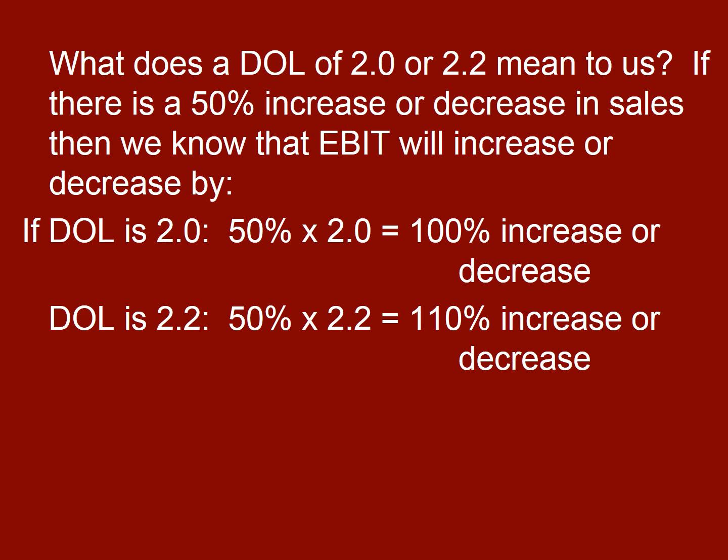So you could see then, if a firm has a lot of fixed operating cost, and if their sales happen to fluctuate quite a bit, then they're going to get very wide fluctuations in their earnings before interest and taxes. And we refer to that as business risk. It increases the business risk of the firm.